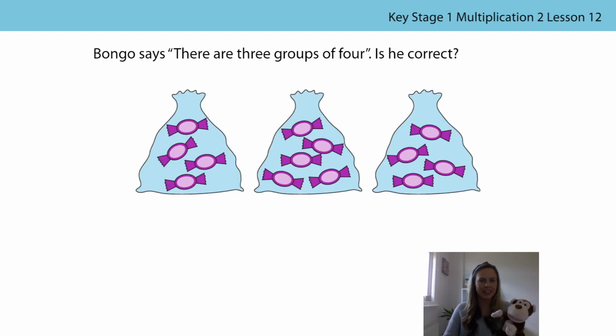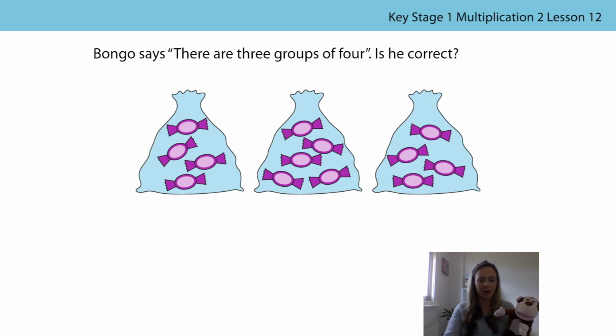Bongo's got some sweets and he wants to share them with his friends. What a kind thing to do, Bongo. He says that there are 3 groups of 4. Is he correct? Have a look at Bongo's sweets and explain to somebody at home whether you think Bongo is correct or not. Have you had a look? Let's have a look together.